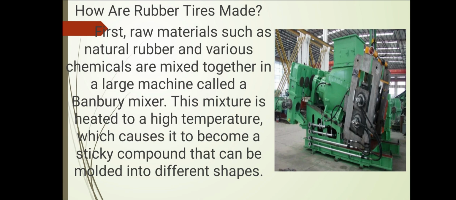First, raw material such as natural rubber and various chemicals are mixed together in a large machine called a Banbury mixer. This mixture is heated to a high temperature, which causes it to become a sticky compound that can be molded into different shapes.